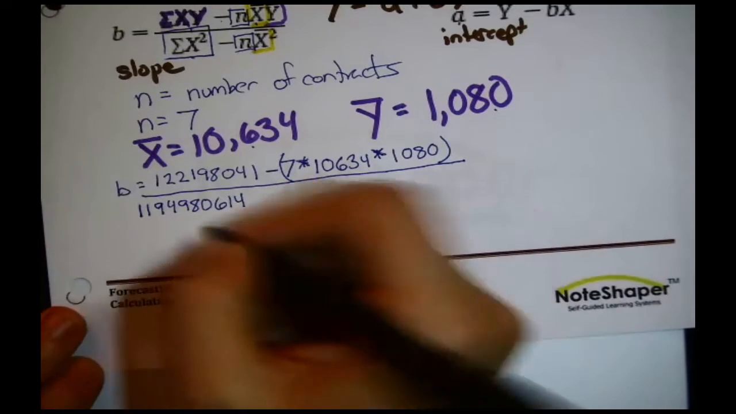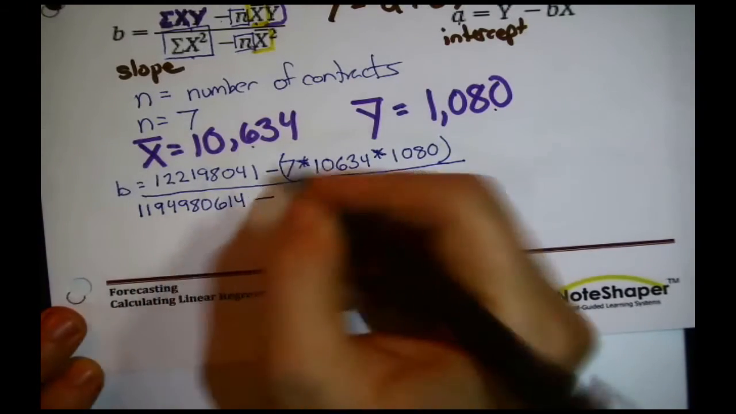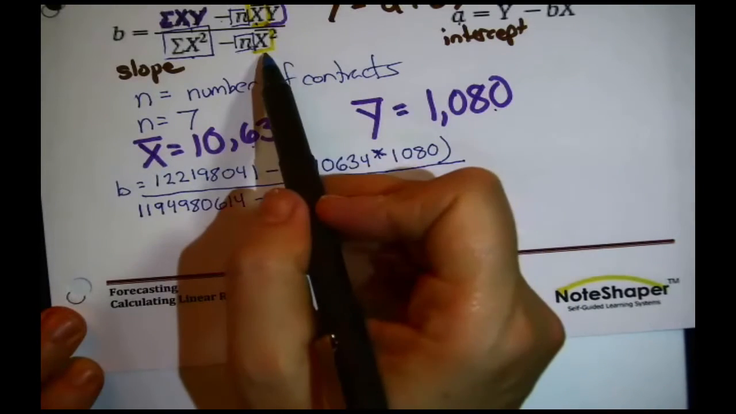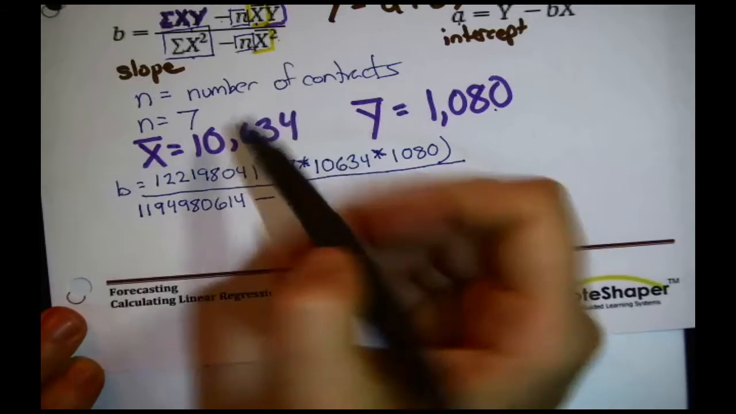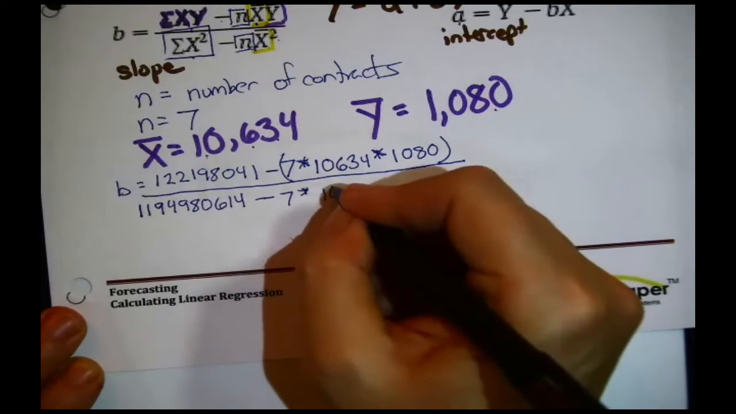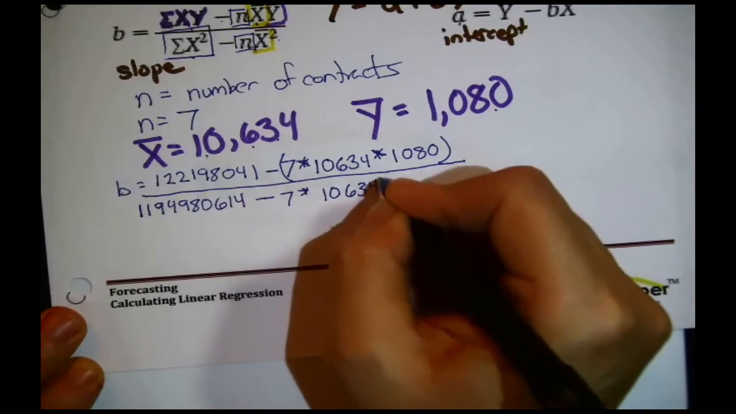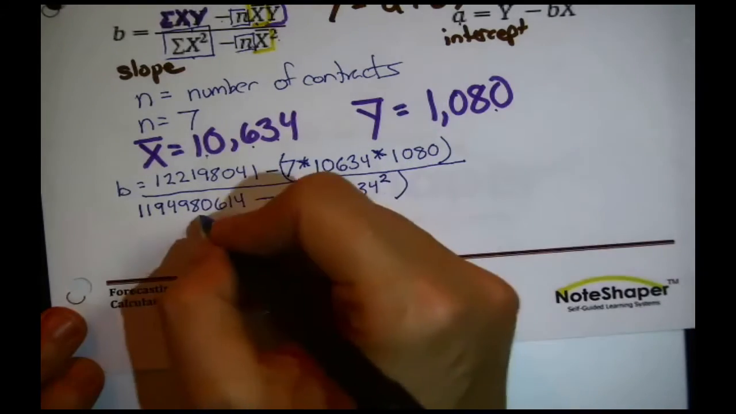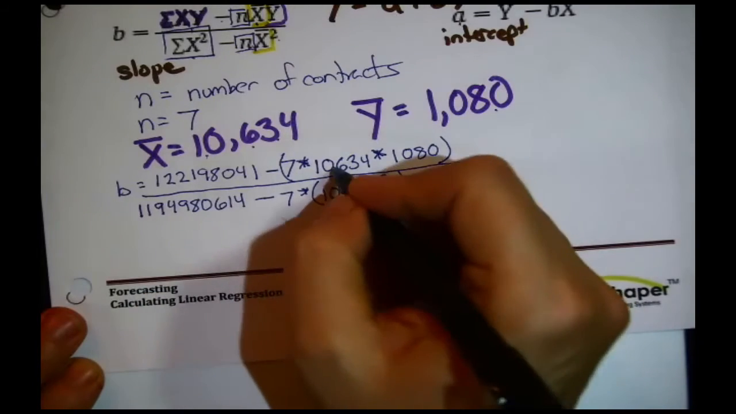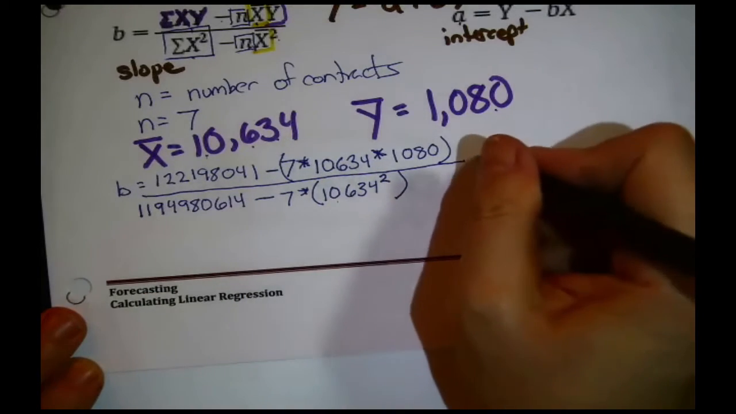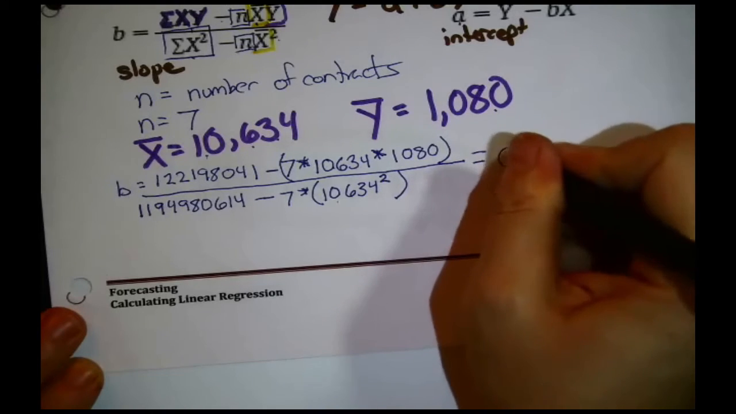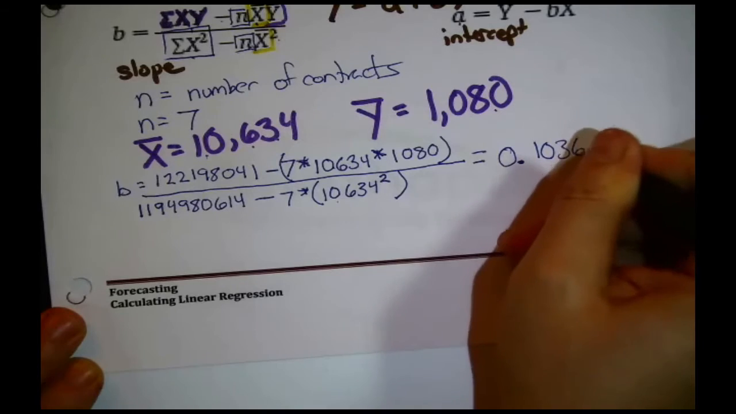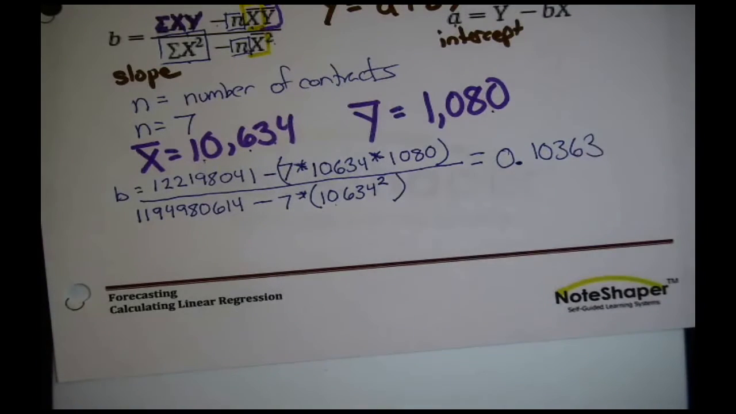1,194,980,614, the number we just found, minus, that n is a 7, times, now this is x bar squared, meaning the average x, 10,634, except square it. Then multiply it times the 7, subtract that out of that huge number, right? Divide that into that. You're just filling out the formula, and you come to this conclusion, and it looks pretty puny compared to all that. 0.10363. Oh, what's that supposed to mean?